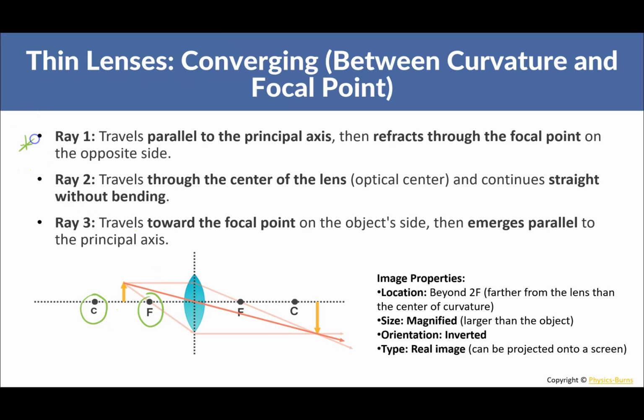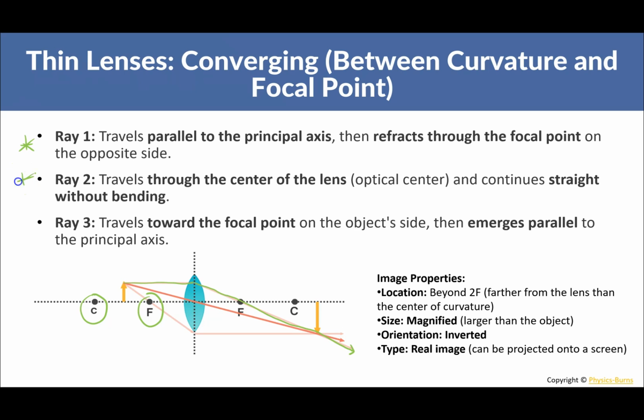Ray 1 travels parallel to the principal axis, then refracts through the focal point on the opposite side. So parallel through here. Once it reaches here, then it's going to go through the... Oops, sorry. Not the best with my arms. Through the focal point. Good.